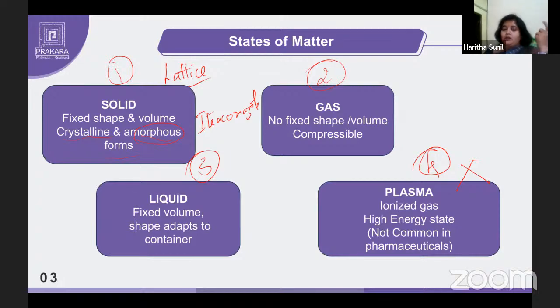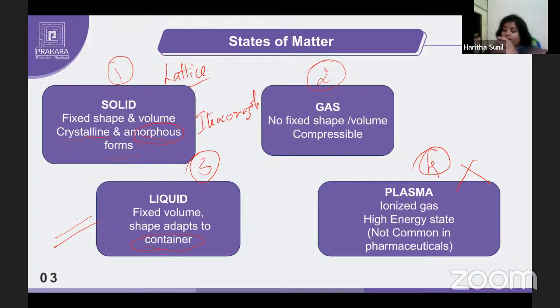Coming to the second one, that is the liquid type of dosage form. These have a fixed volume, but they take the shape of the container. They adapt to the shape of the container because of less rigid molecular interactions compared to the solids. They have a flow nature. Especially we use them in injectables, syrups and emulsions.